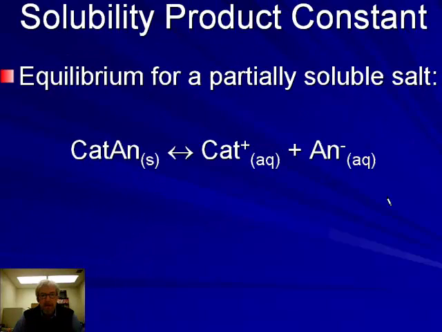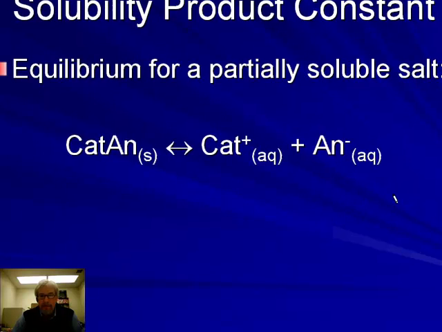If you take a partially soluble salt, in other words, one that is not considered to be soluble on our solubility rules chart, it actually does dissolve to some extent, but it reaches dynamic equilibrium once the solution is saturated. And even the totally soluble salts do reach dynamic equilibrium at some point. Well, here's what that equilibrium looks like.